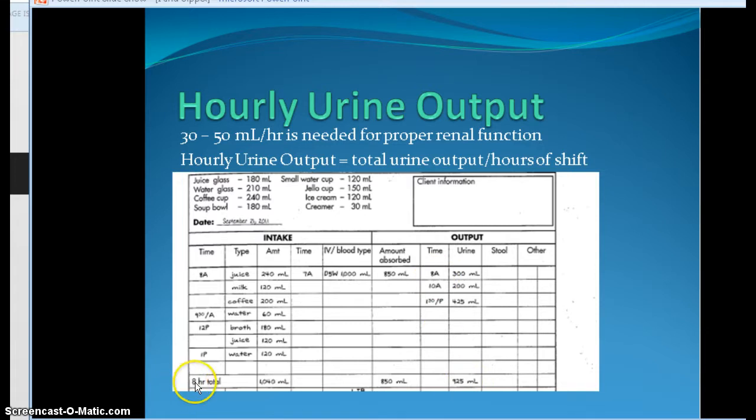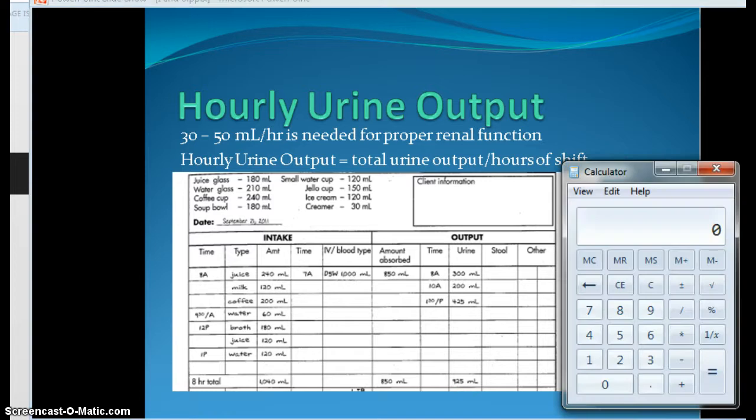At the bottom of the chart, the 8-hour total has already been calculated. So the total urine output for the 8 hours is 925 milliliters. In order to calculate the hourly urine output, we take the total, 925, and divide it by the 8-hour shift, and we would calculate that this person's average hourly urine output is about 115.6 or 116 milliliters per hour. So those are the details.